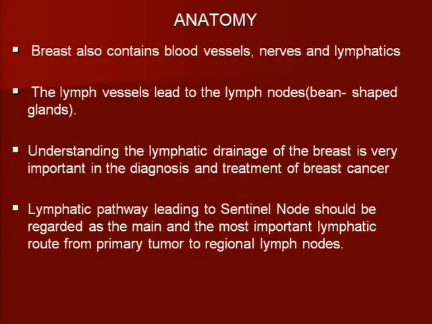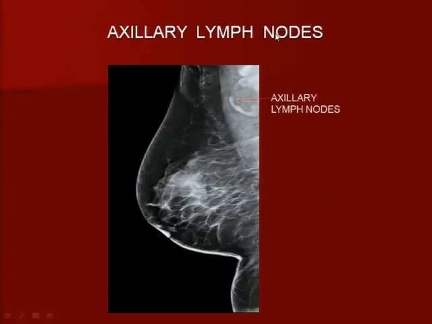And by knowing the lymphatic pathway that leads to the sentinel node, we can regard the sentinel node as the main and the most important lymphatic route from the primary cancer to the regional lymph nodes. So this is your lymph node in the axilla. See, the fatty hilum is still maintained.